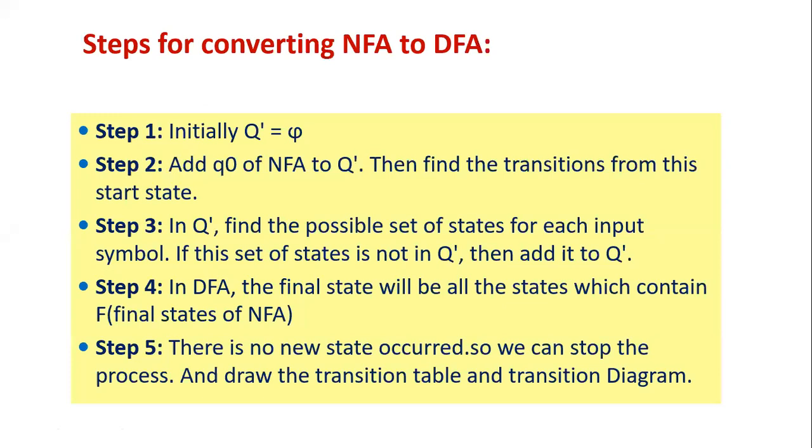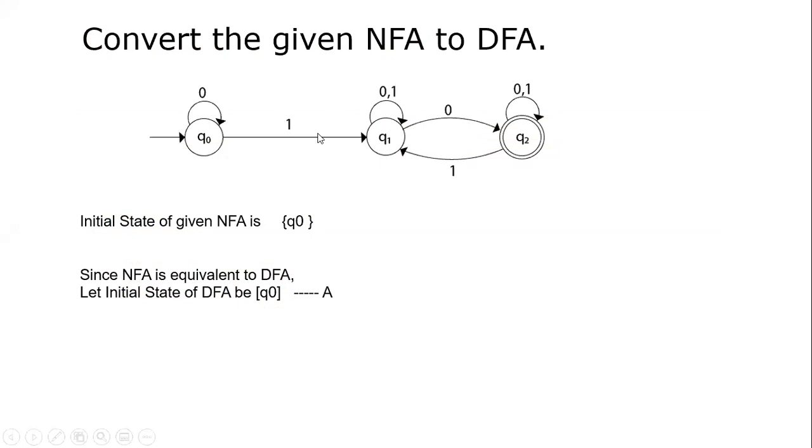First step is nothing but initially Q dash equal to empty. Q dash is nothing but the states of DFA. Now the Q dash is empty. The initial state of the given NFA is given already. For this diagram, the initial state is Q0. We have to mention the states of NFA with the help of curly braces, but for the states of DFA, we have to mention with a square bracket. This is the difference.